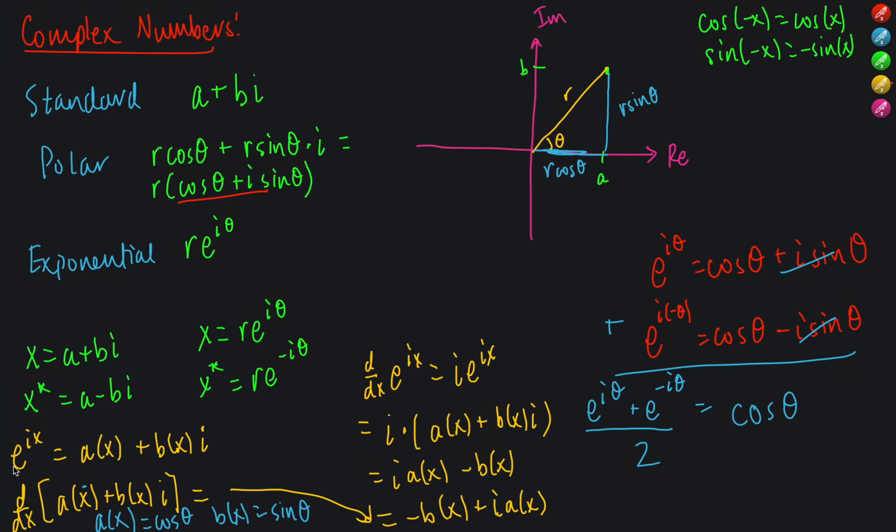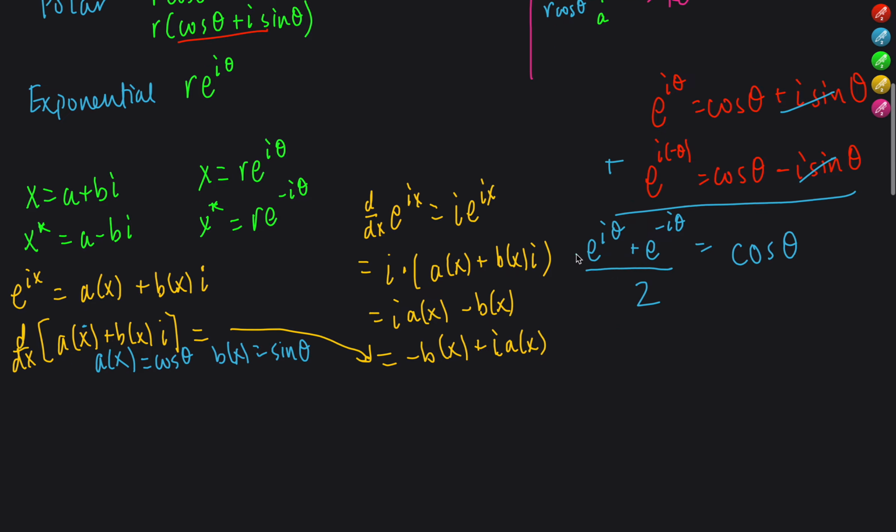We can put them back into here, and we see that this identity holds, right? That e to the i something equals cosine of something plus i sine of something. Okay, so I think that's all. Oh, one last thing. Okay, let me scroll down a bit.